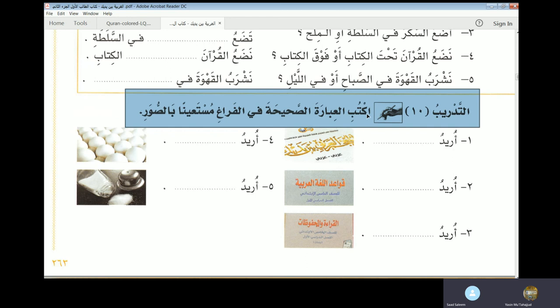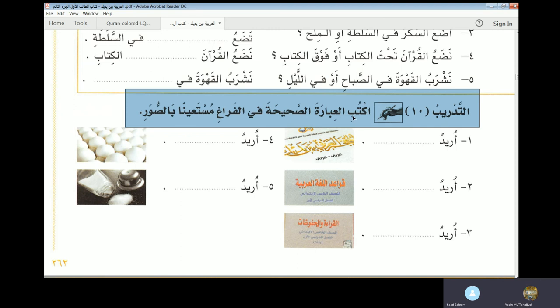Okay, write the correct phrase in the blank. Mustayina ba Bisuari. Yes, actually this word is Bisuari, but you can say Basuari also.